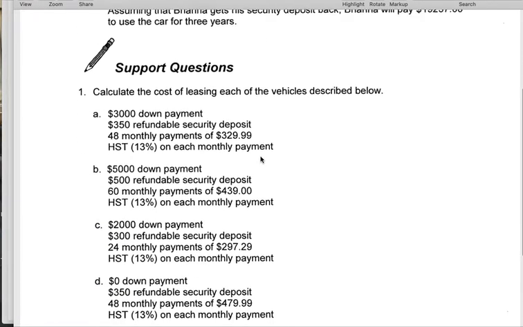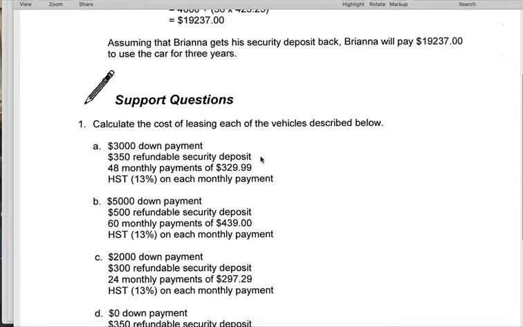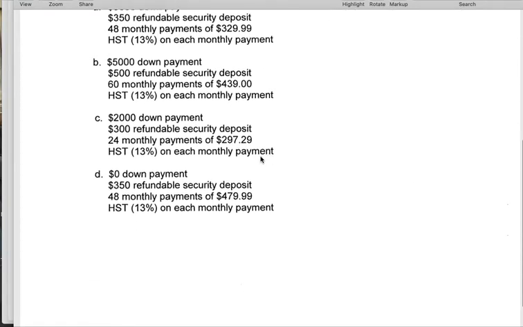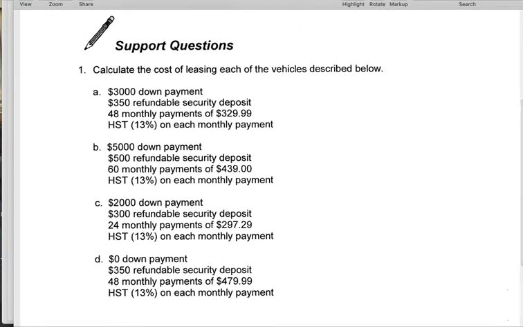So these are a couple of support questions just reinforcing this skill. You guys can pause the video now and try those questions, or you can keep watching and we'll move on.